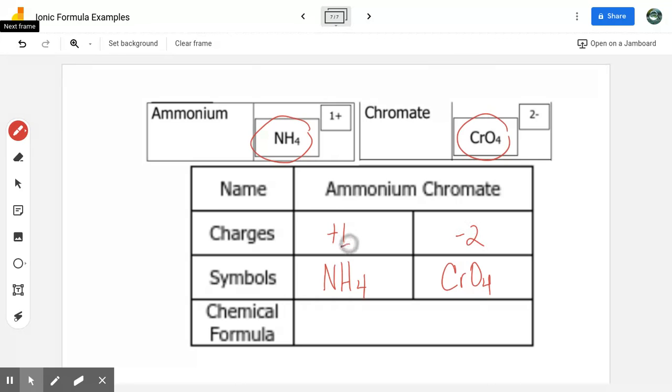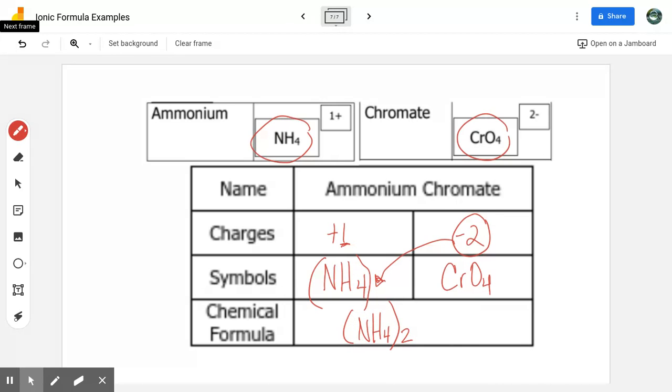So we're not going to do anything with the 1 from ammonium. It's not going to get crossed over. This 2, though, is going to go over to ammonium. And this is always kind of confusing. We're going to put the parentheses around the NH4 before we add the 2. So (NH4) with a 2.